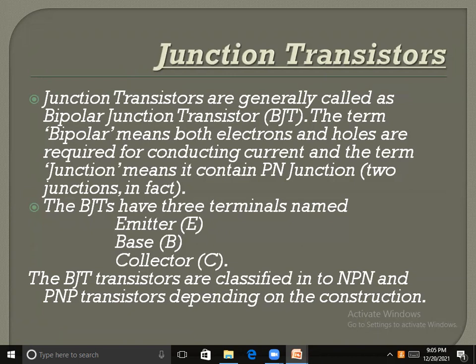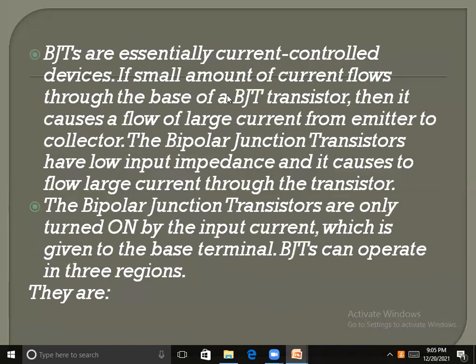The BJT transistors are classified into NPN and PNP transistors depending on their construction. BJTs are essentially current controlled devices. If a small amount of current flows through the base of a BJT transistor, then it causes a flow of large current from emitter to collector. The bipolar junction transistor has low input impedance and it causes a large current to flow through the transistor. The bipolar junction transistors are only turned on by the input current which is given to the base terminal.